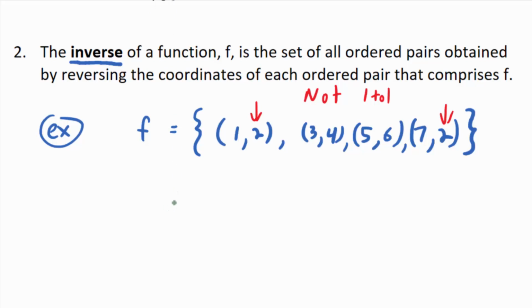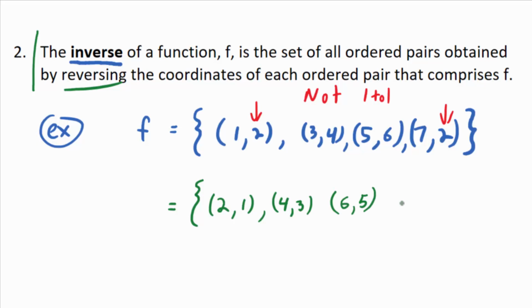How could you create the inverse? Well, if you follow just the definition, just reverse all the ordered pairs. So what would you get? I'll do the first one, 2, 1, instead of 1, 2. What would be the next one? 4, 3. The next one? 6, 5. And the next one? 2, 7. Is it really that easy?